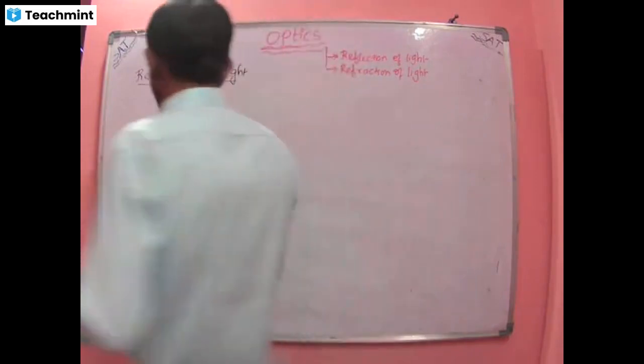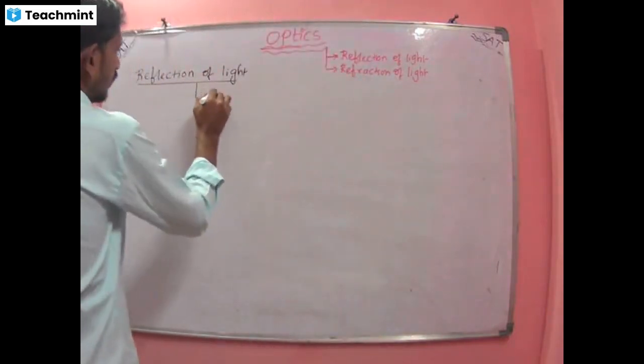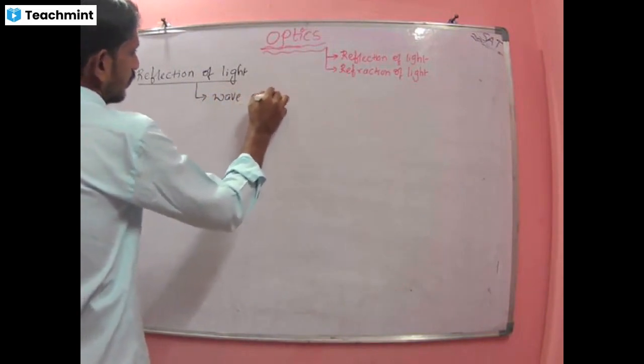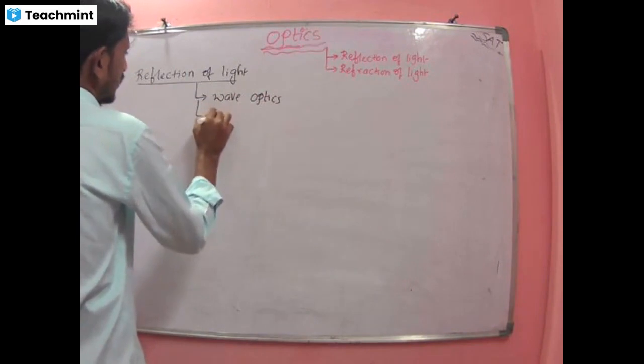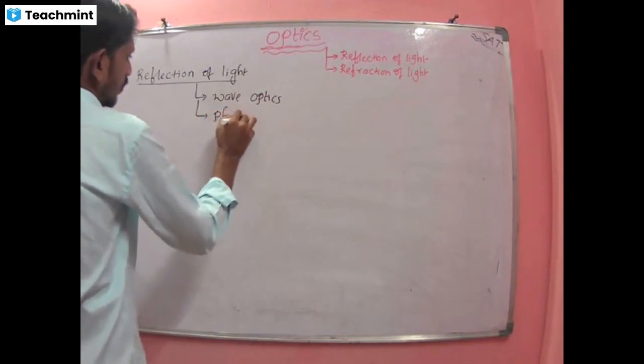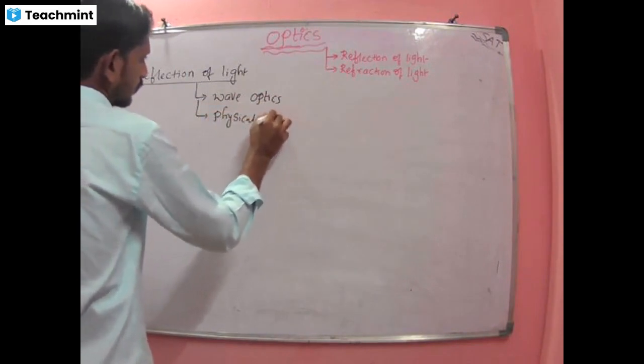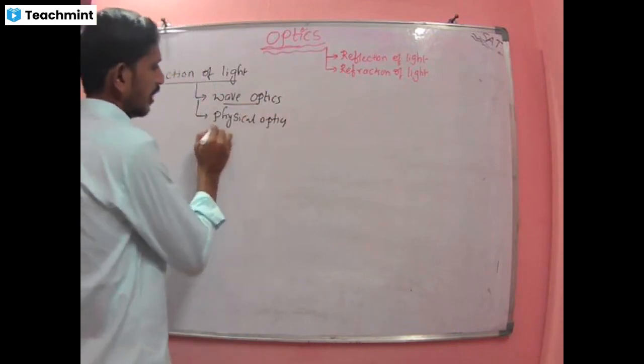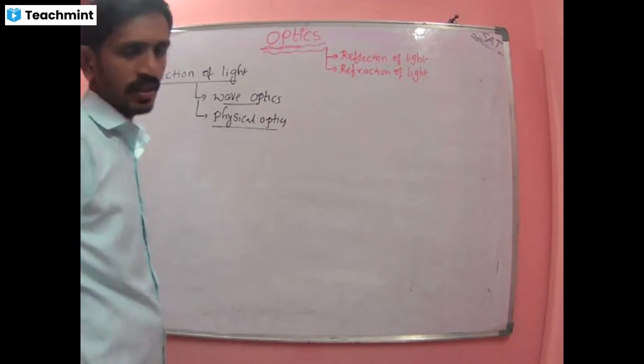I can write it here on the board. The first one is wave optics, and next is physical optics. What is wave optics? First of all, I want to discuss physical optics here. What does physical optics mean?